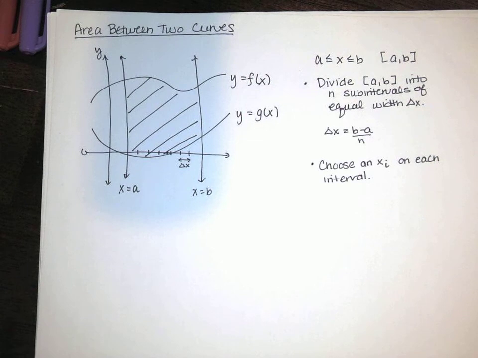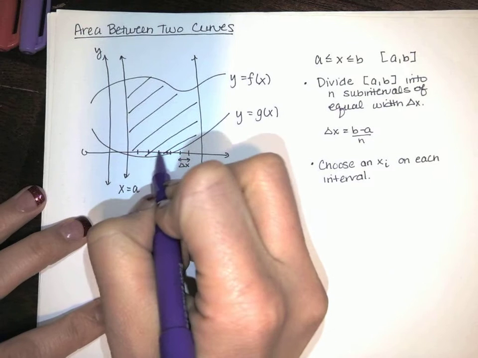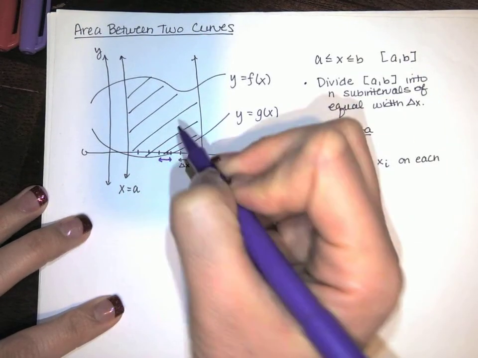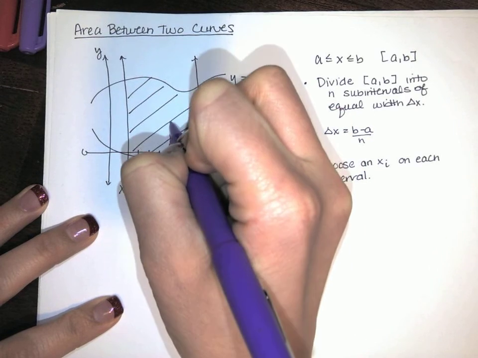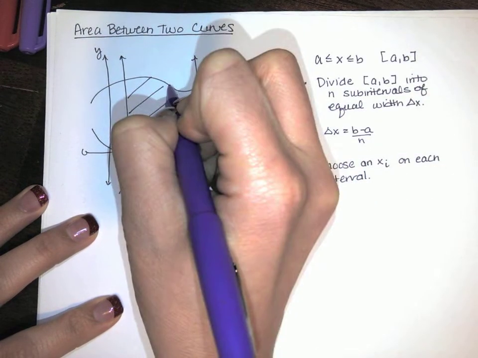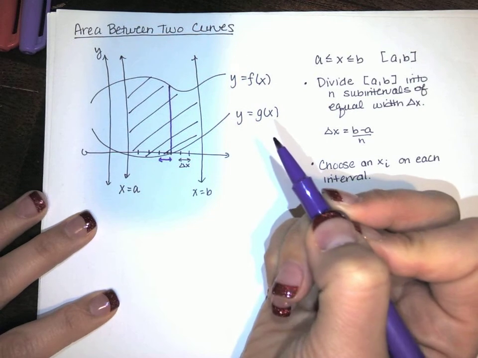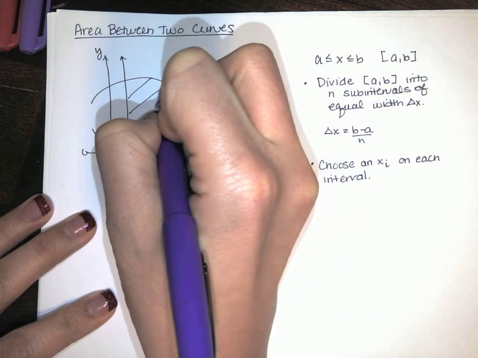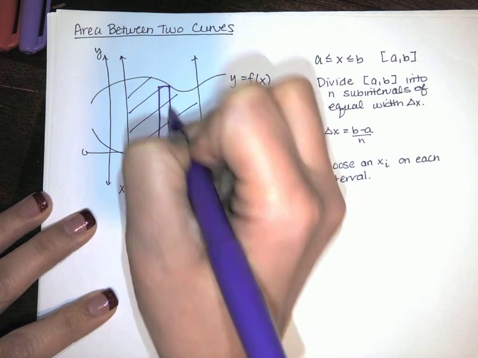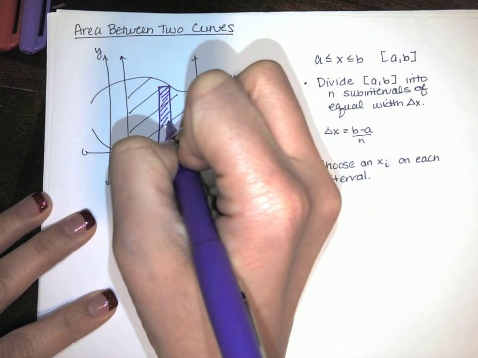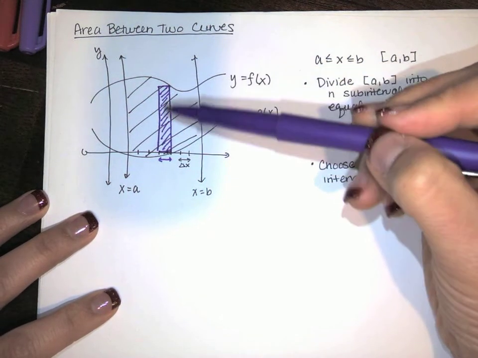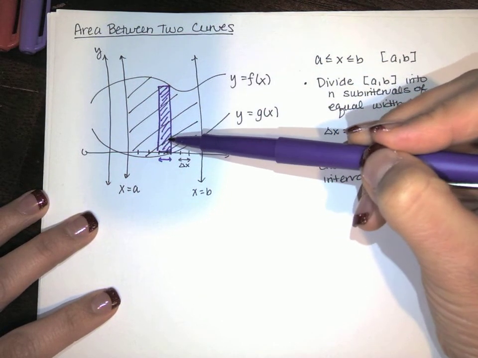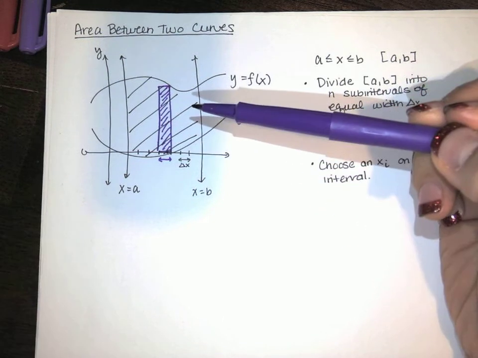Actually, for simplicity I'm going to pick one. Let's say x sub i is the right endpoint of that subinterval. So this is delta x. And if I go to the right endpoint of that interval and I evaluate f, I end up right there. If I evaluate g, I end up right there. And if I draw a rectangle like that for the right endpoint of the interval, that area is an approximation of the area between f of x and g of x for the x values from here to here. Now, it's a little bit of an underestimate.